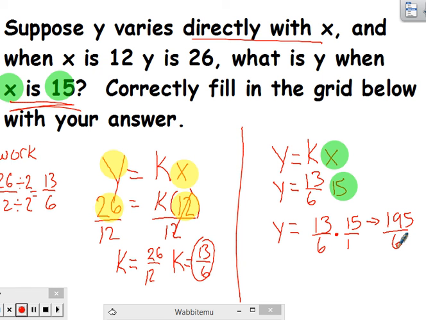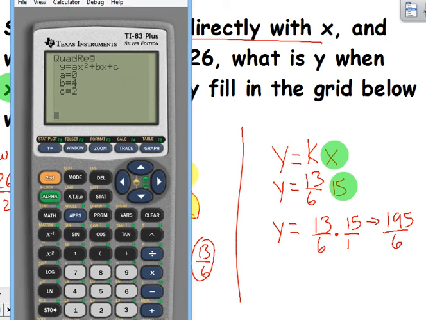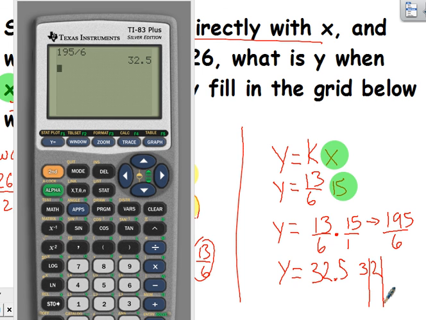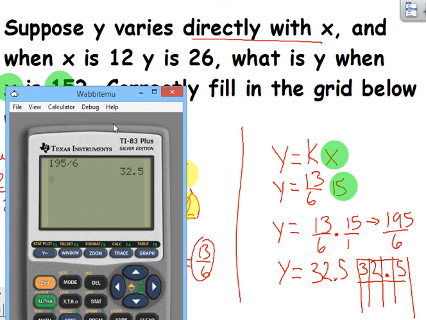And so we are going to take our calculator and we're going to divide 195 by 6. We have the answer of y is equal to 32.5. When you grid this, make sure you have 32 in front of the decimal and 5 on the right of the decimal. If the decimal is not in the correct space between the 2 and the 5, the answer is wrong.